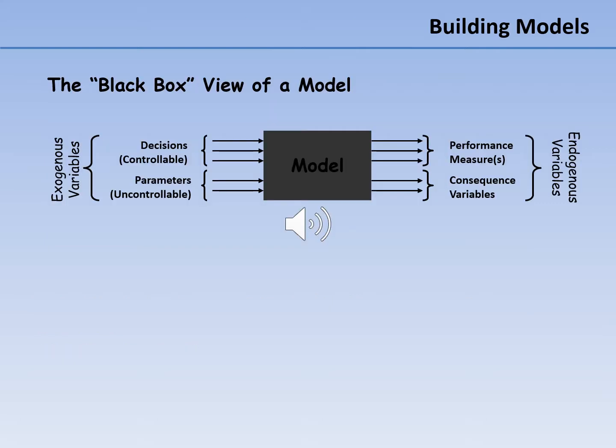So let's understand model building processes. A black box model is a system in which there is no a priori information available.